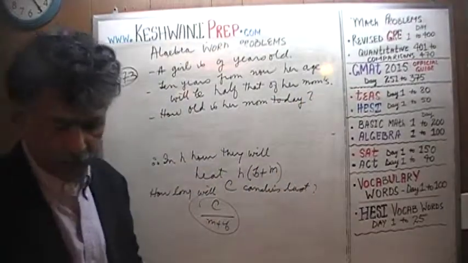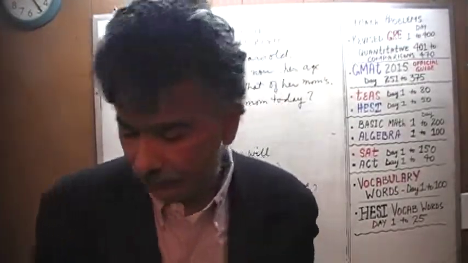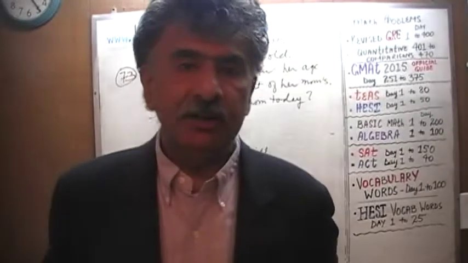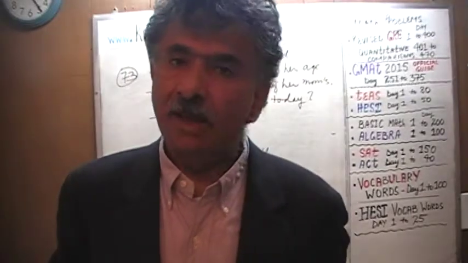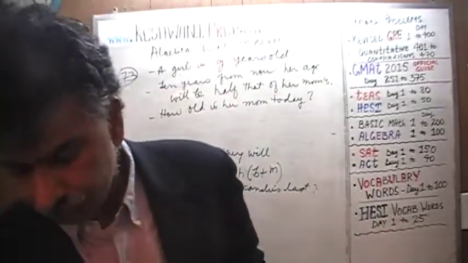How do we set it up? How old is her mom today? As you can see, there are no numbers. These are all variables. That's the difference between algebra and arithmetic. In arithmetic, we deal with nice concrete numbers. In algebra, we do the same thing, but in abstract terms.